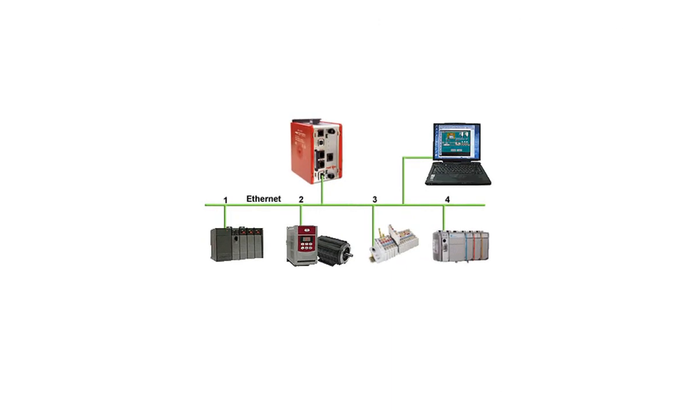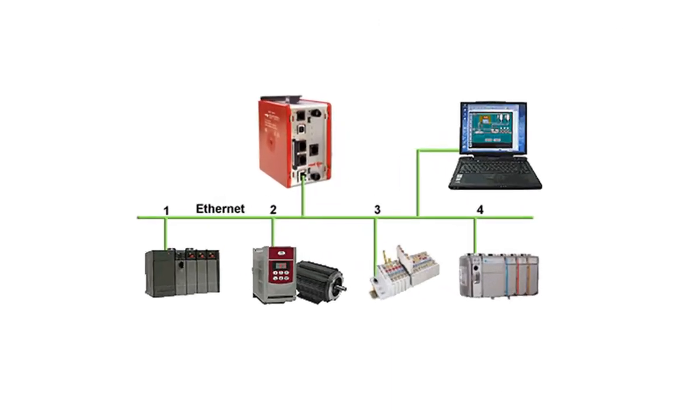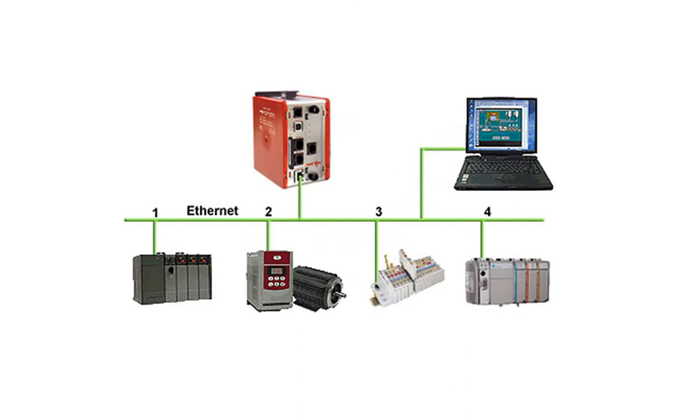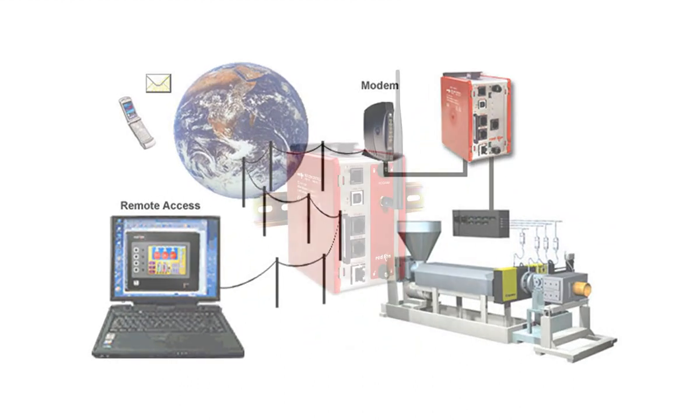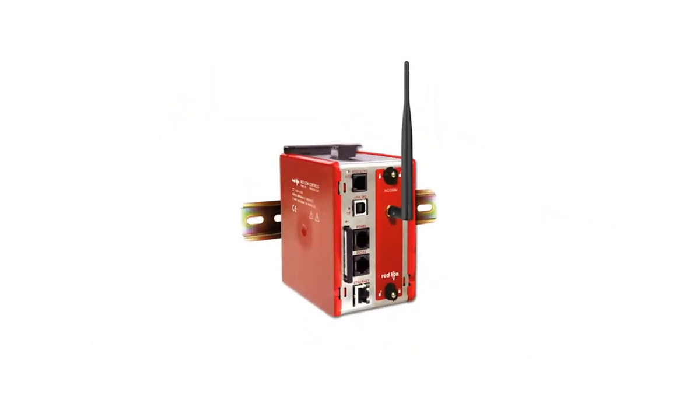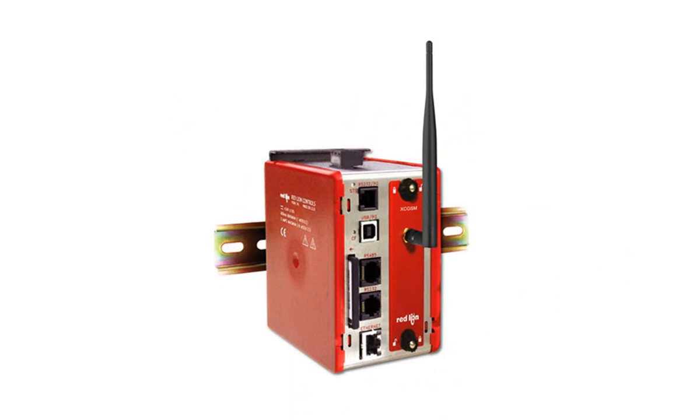Before we take a look at the Crimson 3 setup, I want to quickly point out that this email and text functionality can be accomplished with an Ethernet connection, an external modem, or one of Red Lion's embedded cellular modem cards. This is the option we'll take a look at in this example.